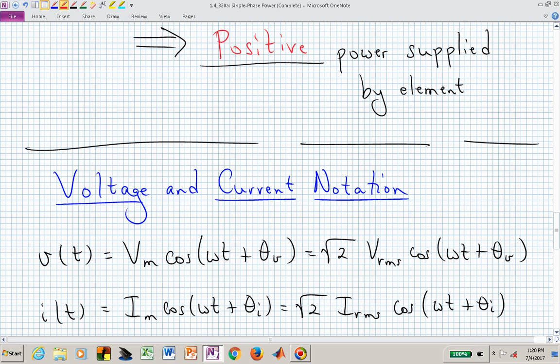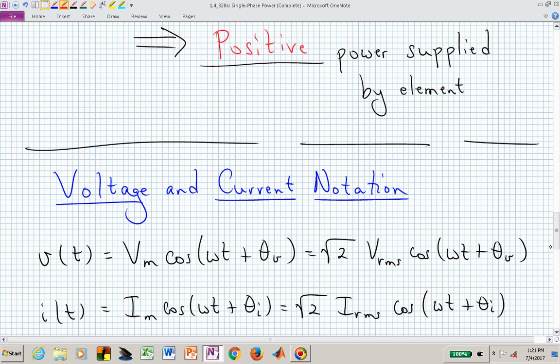What we now want to do is talk about notation that we will use for voltages and currents. And here again, we could write those in terms of maximum values or peak values or RMS values. And since they're sinusoidal, those are related by this factor of square root of 2. But you can see now that the cosine has a phase shift of theta sub v. They're both at the same frequency, omega. And the current, we're saying, has a phase of theta sub I.